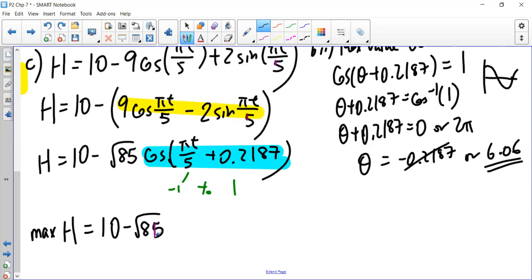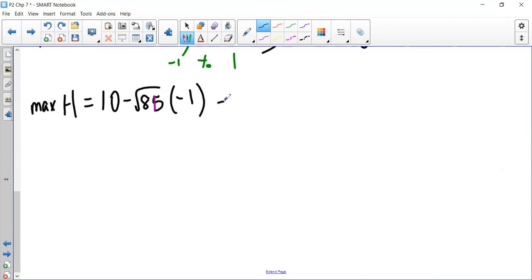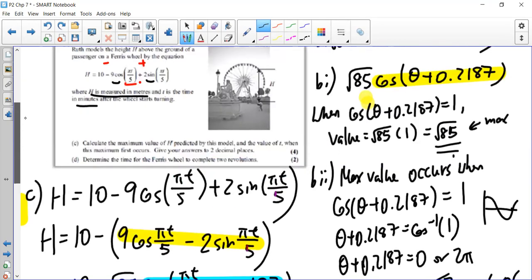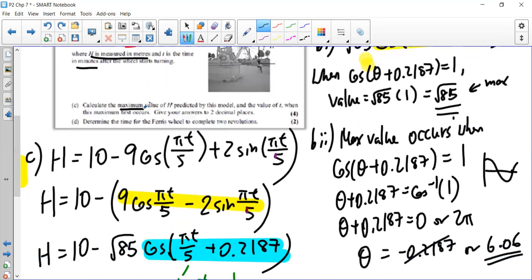Now think carefully, which number would you substitute in here to find the maximum? If you substitute 1, that will be 10 minus root 85. But if you substitute -1, it'll be 10 minus root 85 times -1, which minus makes a positive, so that will become bigger. So I'm going to put it in the calculator, and you should get 19.22 meters. Now be careful with part C, there are 2 questions in one. Find the maximum, we've done that, but also we need to find the value of t when this occurs.